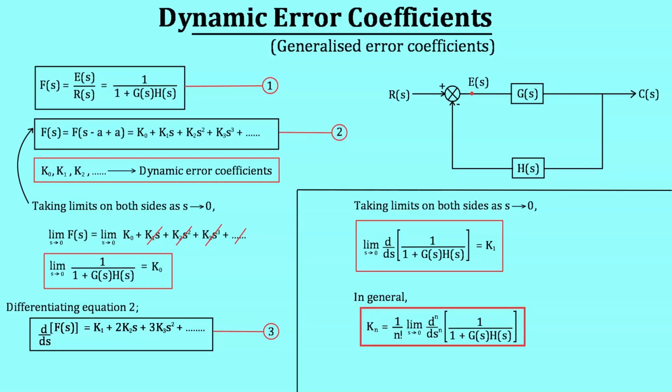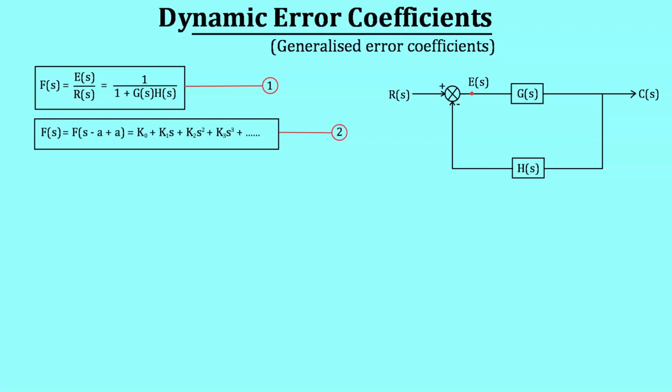In general, the value of nth dynamic error coefficient is equal to 1 upon n factorial multiplied by the limiting value when s tends to 0 of the nth derivative of the function F(s) with respect to Laplace variable s. That's how we can calculate the different dynamic error coefficients.